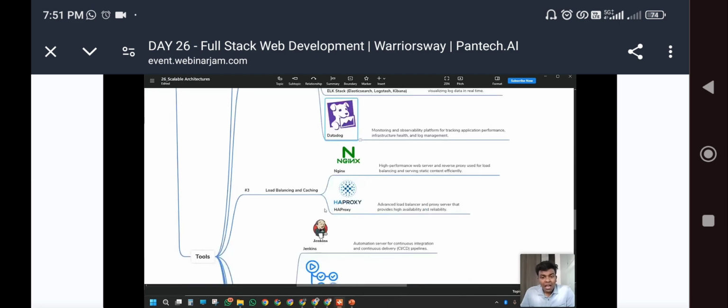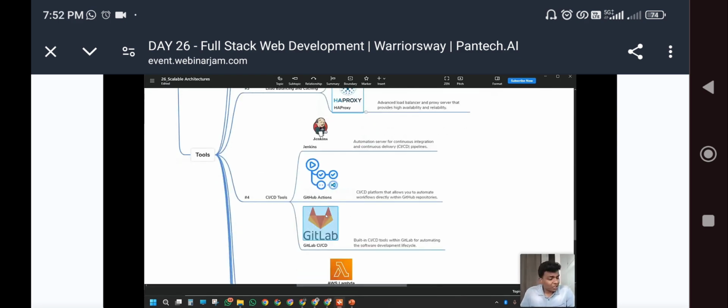And while talking about load balancing and caching, you need to give your application high performance by having both design aspects and functional aspects. So that is where we'll be using tools such as Nginx and HAProxy. Okay, so that's the third tool. And the fourth is CI/CD tools.